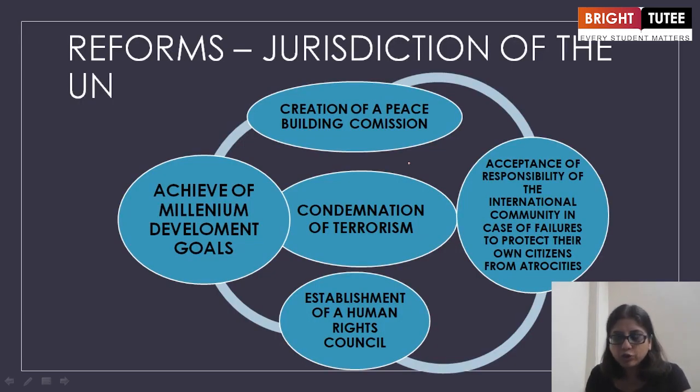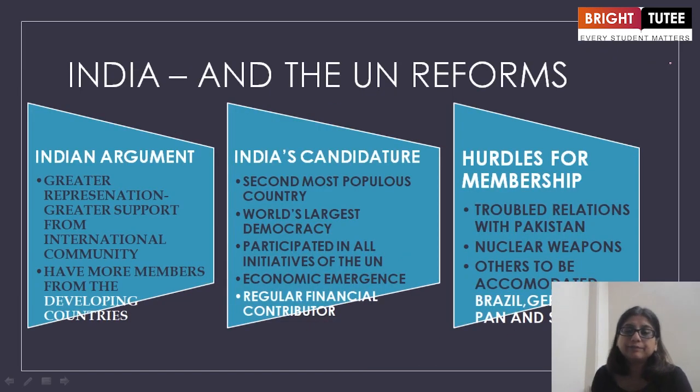Reforms in the jurisdiction of the United Nations include the creation of a Peacebuilding Commission, achievement of the Millennium Development Goals, condemnation of terrorism, acceptance of the responsibility of the international community in case of failures to protect their own citizens from atrocities, and establishment of a Human Rights Council.